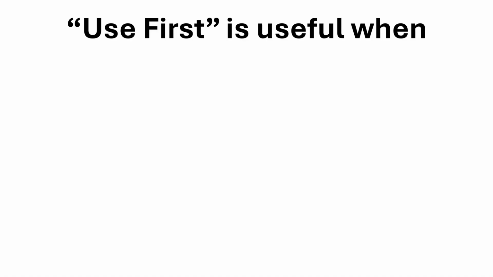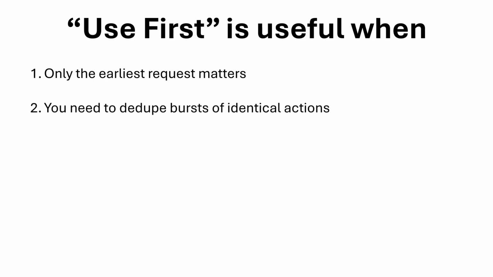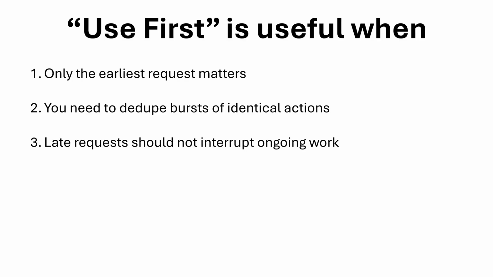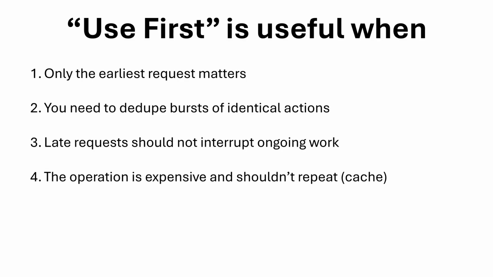Now let's look at when the use first strategy actually makes sense. First, when only the earliest request matters, for example, loading initial configuration. Second, when you want to dedupe rapid user clicks or repeated triggers. Third, when late requests shouldn't interrupt an operation that's already running. Fourth, when the underlying work is expensive and you don't want to run it multiple times. And finally, when consistency is more important than getting the absolute newest result.